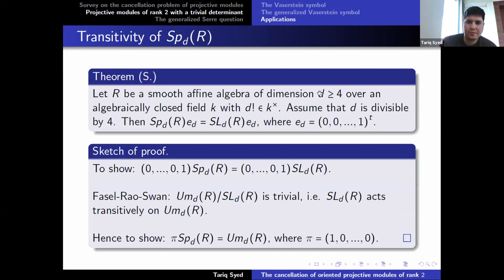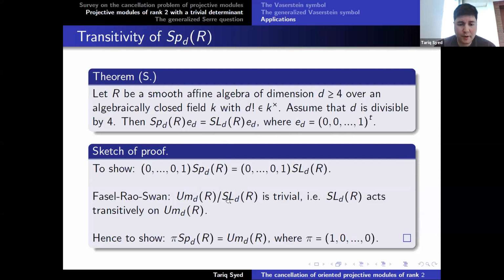This assumption is simply true. If D is divisible by 4, and R is a smooth affine algebra of dimension D over an algebraically closed field with D factorial invertible, then these orbits are the same. I'm trying to save some time. So up to transposition, it's just a statement about unimodular rows. Now here, E_D is on the right, but if we take the transpose of this equation, we simply have to prove that these orbits of unimodular rows are the same, some technicality.